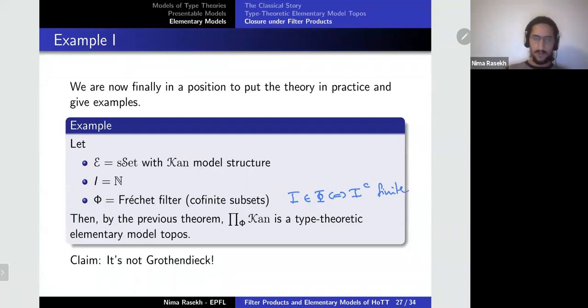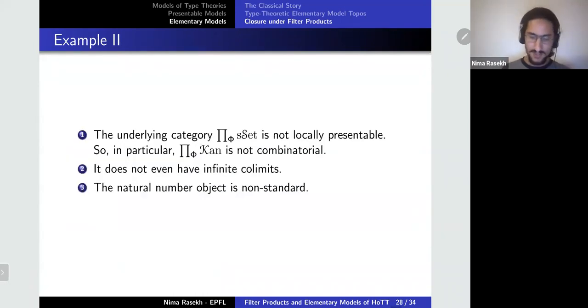And then the theorem should deduce that it is a type-theoretic elementary model topos. And the claim is it's not Grothendieck. So let's study this claim a little bit more carefully. As a matter of fact, I claim that all of these three hold. So the underlying category is not locally presentable, and that means the model category is not combinatorial. It doesn't have infinite colimits, and the natural number object in that category is non-standard. So I want to prove all three. And how can I do that?